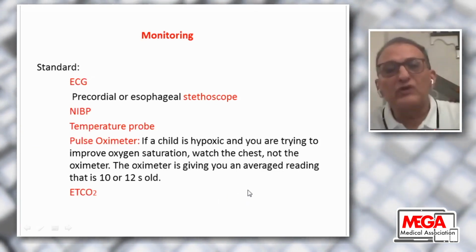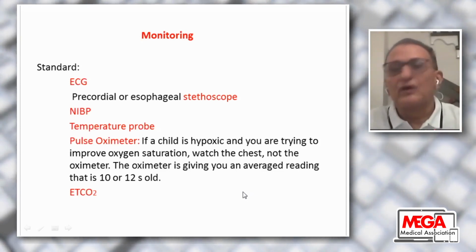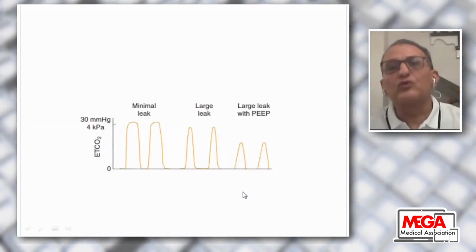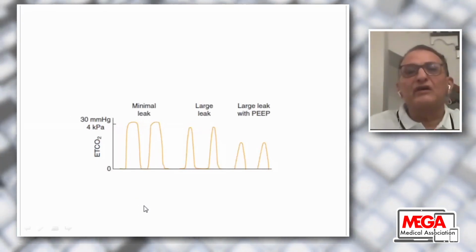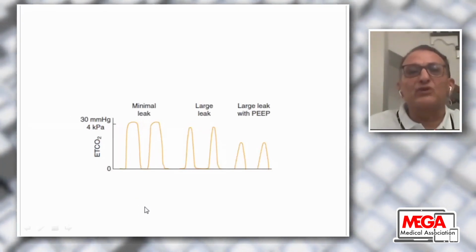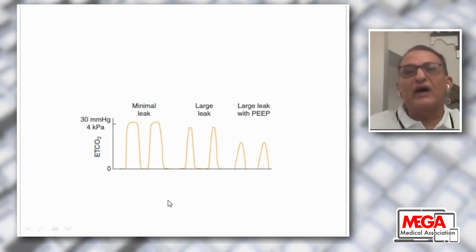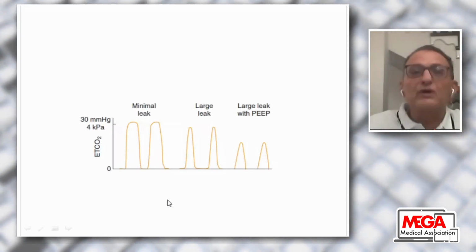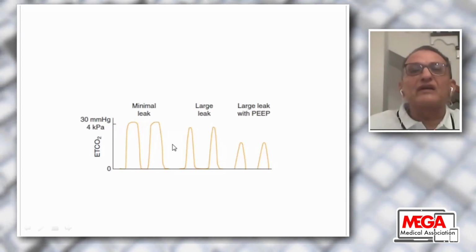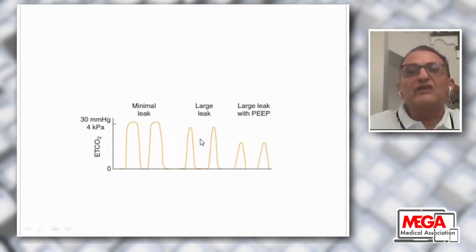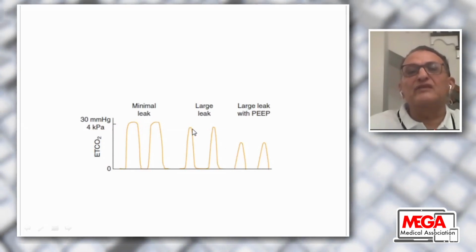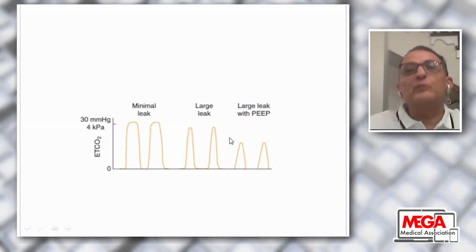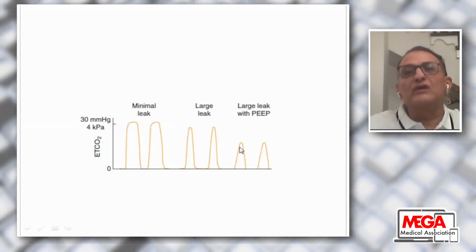So you have to look at the chest expansion. End-tidal carbon dioxide is crucial, definitely, but sometimes you have difficulty getting a good tracing of the end-tidal carbon dioxide, especially if you have a small endotracheal tube with a continuous leak around it. If the leak is large, then you will get that. This is definitely less than the actual end-tidal carbon dioxide. If you add PEEP to this, then it will go down even more.